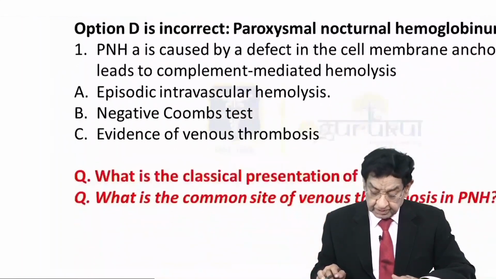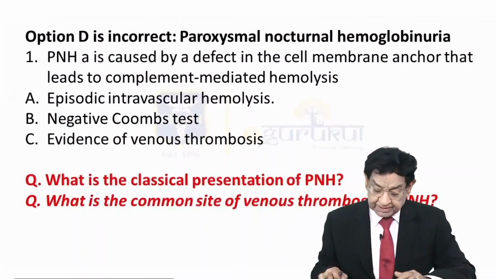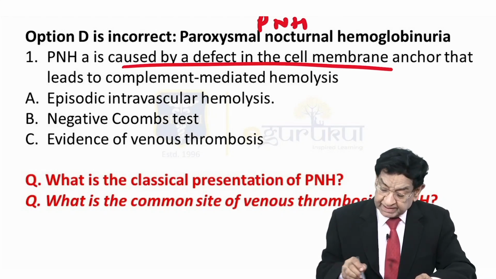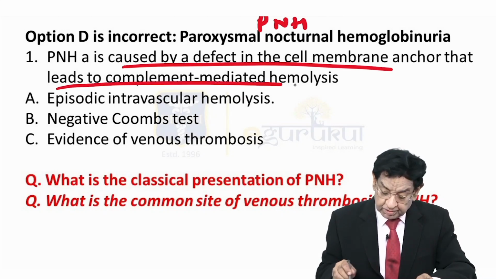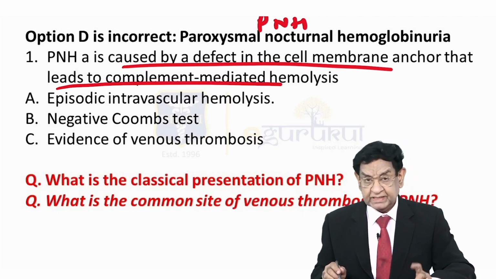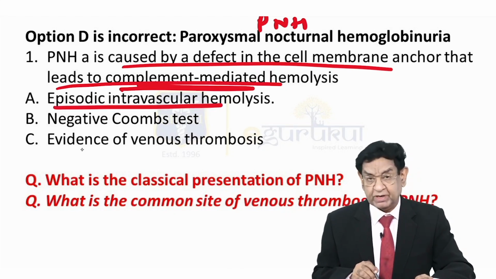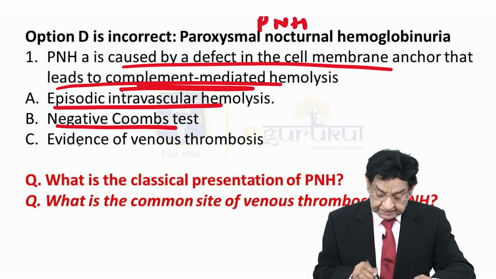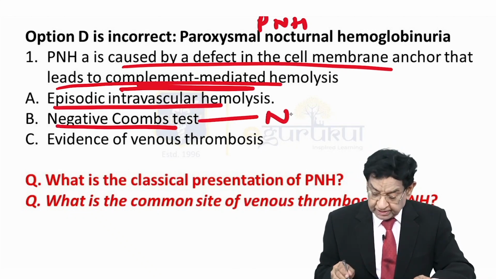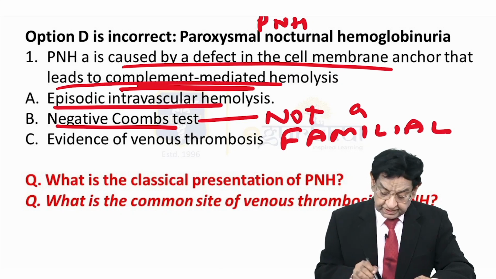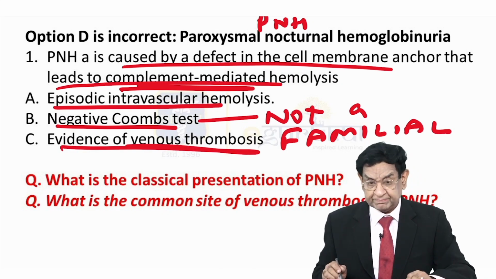Well, if you talk about option D, paroxysmal nocturnal hemoglobinuria, what we write as PNH, it is caused by a defect in the cell membrane anchor that leads to complement mediated hemolysis. It's not antibody mediated, it's complement mediated. Episodic intravascular hemolysis and negative Coombs test. It is not a familial disorder. Evidence of venous thrombosis is very common in these patients.